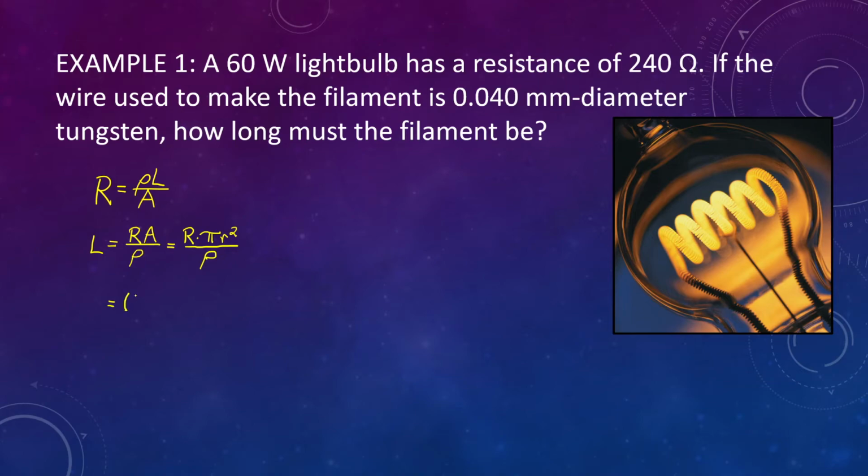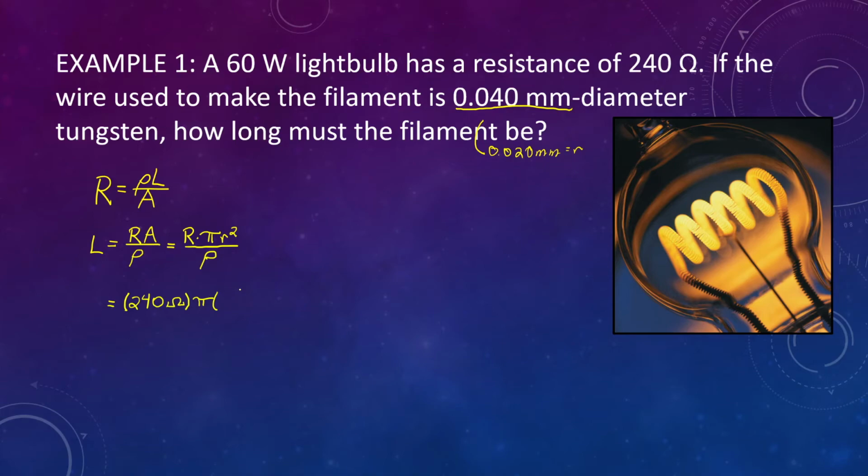The resistance was given as 240 ohms. I will mention every time I draw the ohm symbol, it's going to look different. I'm bad at drawing the ohm symbol. Anyways, then times pi times r, the radius, which is half the diameter. So if we have 0.04 millimeters in diameter, that means 0.02 millimeter equals the radius. But again, keep in mind, that's millimeters. We need this in meters.